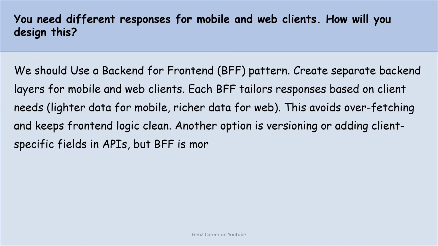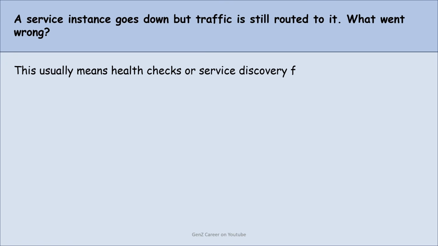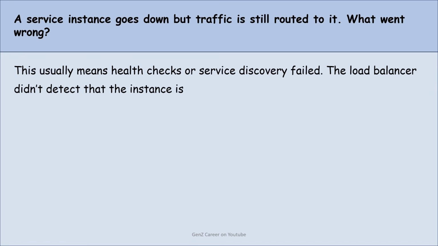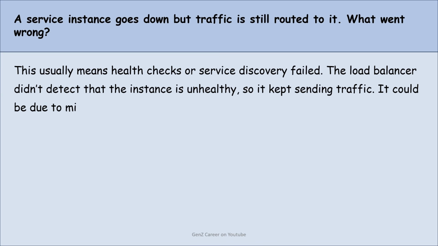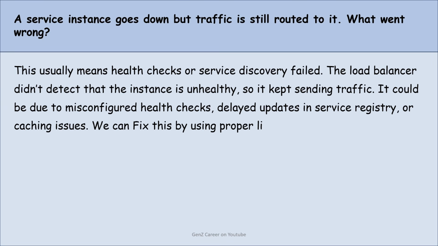Next question is, a service instance goes down but traffic is still routed to it. What would be the problem here? So this usually means health checks or service discovery failed, right? The load balancer didn't detect that the instance is unhealthy, so it kept sending traffic. It could be due to misconfigured health checks, delayed updates in the service registry, or caching issues. Are you getting my point? We can fix this by using proper liveness and readiness checks, and ensuring fast failure detection and removal from routing.